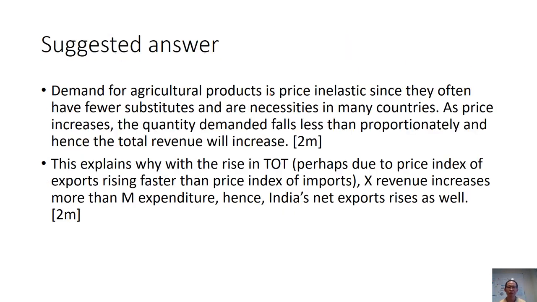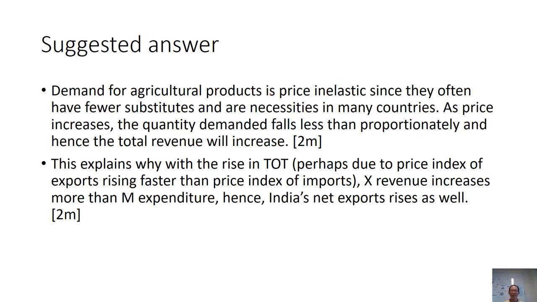So this is the suggested answer. 2 marks per point. You should be clear, right? The demand for agriculture products is price inelastic. So try to justify why. It should be quite obvious, right? Agriculture products have very few substitutes, and they are also necessities in many countries. I think that should be about 1 mark. The second mark is for you to explain: as price increases, the quantity demanded would fall by less than proportionate. When that happens, the total export revenue will increase. That will be 2 marks.